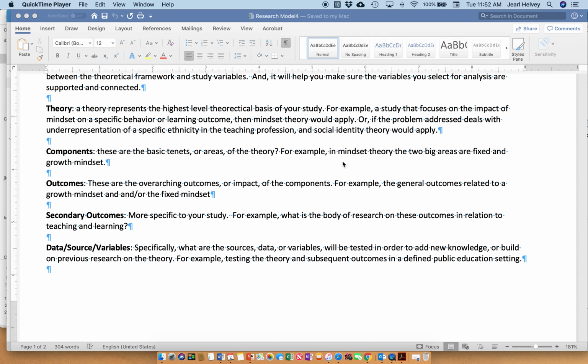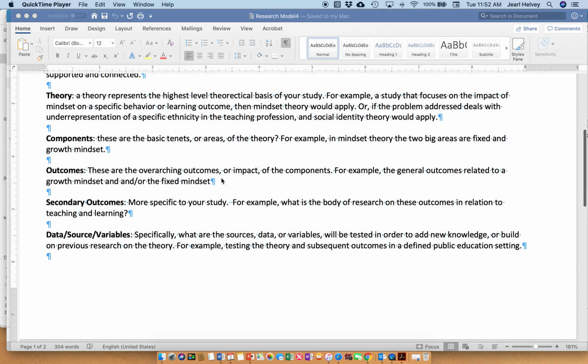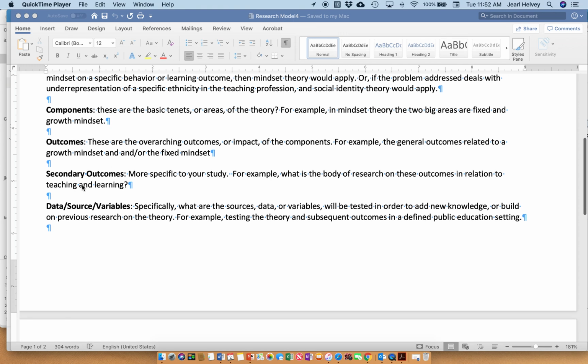There's going to be some research or some outcomes that indicate, if you have a growth mindset, here are the general outcomes based on the theory and all the research behind that. And for the fixed mindset, what are the issues related to that? But then when you get a little more specific to your study, these are what you call secondary outcomes: the body of research on these outcomes in relation to, if we're using mindset, for example, teaching and learning.